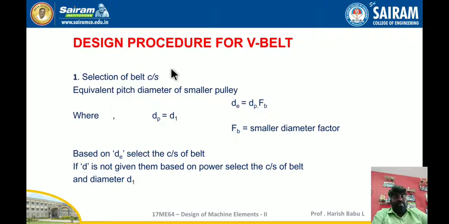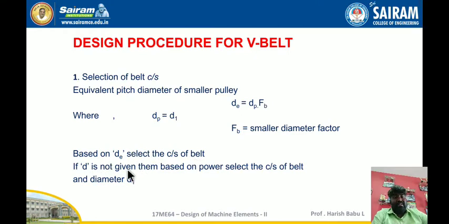What is the design procedure for designing a V-belt? The first step is selection of a belt cross section. The equivalent pitch diameter of the smaller pulley is De = Dp × Fb. Fb is the small diameter factor, which has to be selected, and Dp is the smaller pulley diameter. Based on De, you have to select the cross section of the belt.